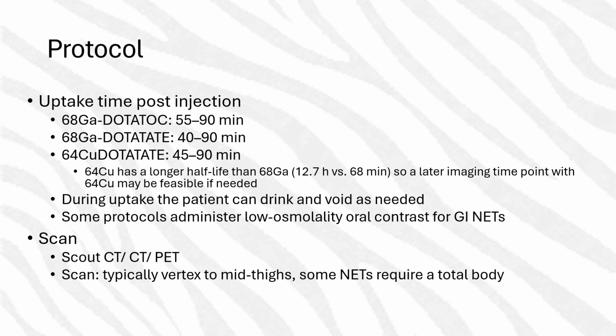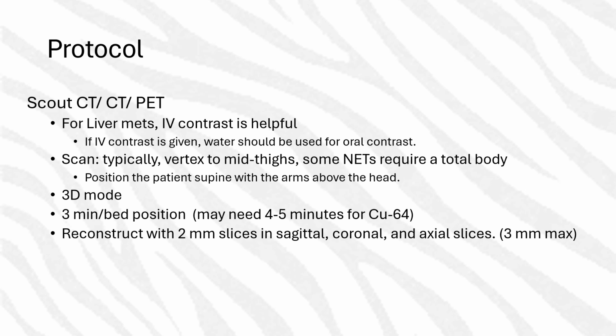A scout CT is done, and then a CT if needed, and then the PET. The scan is typically from the vertex, which is the top of the head, all the way down to mid thighs. But some neuroendocrine tumors will require imaging the whole body, or the doctor may request that based on the tumor suspicion. In the case of liver metastases, a diagnostic CT with IV contrast is very helpful. If IV contrast is given, water should be used for oral contrast instead of the low osmolality contrast. The scan is typically vertex to mid thighs.